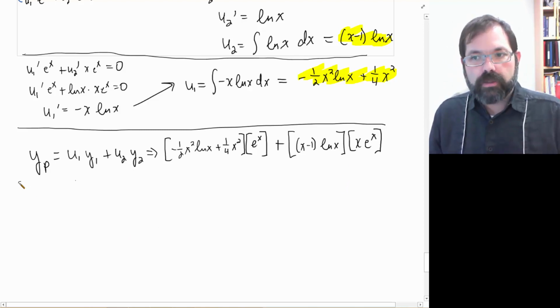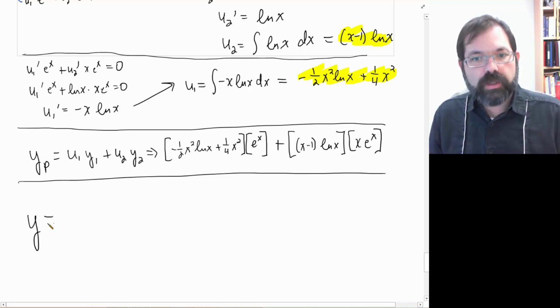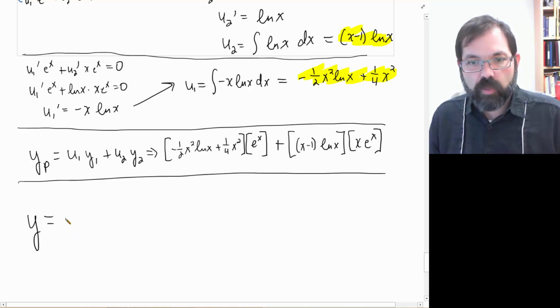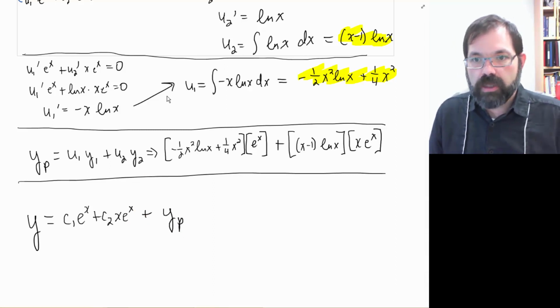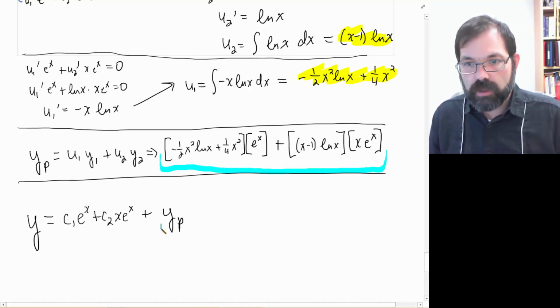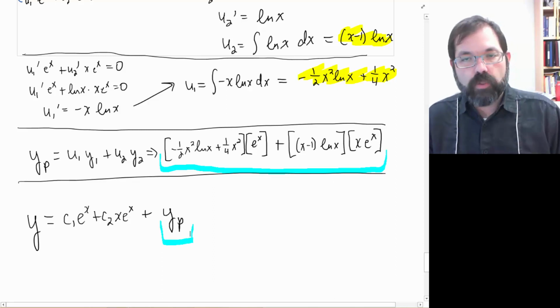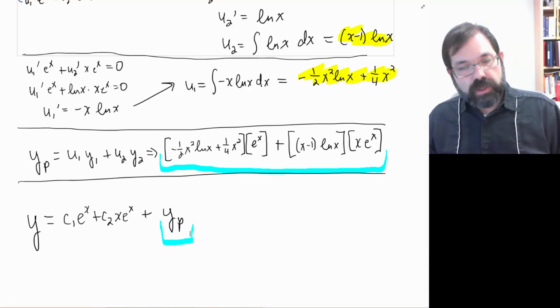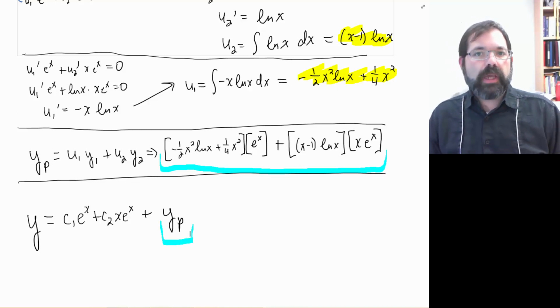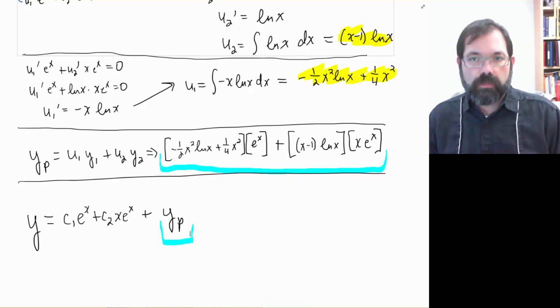All right, and we take all of that, and remember finally that the solution y is equal to y sub h plus y sub p, and so the y sub h, remember, was c1 e to the x plus c2 x e to the x, and then plus, and I'm not going to write the whole y sub p, where y sub p is this whole nasty thing. All right, and so that's the idea for variation of parameters. All right, so there's a lot in this section. There's two major methods, and you want to practice both of them and be aware of both of them.